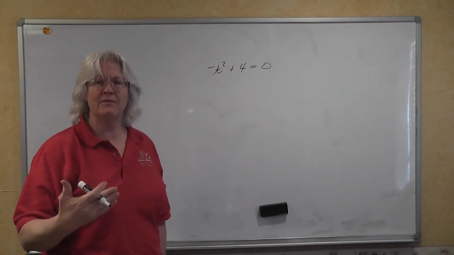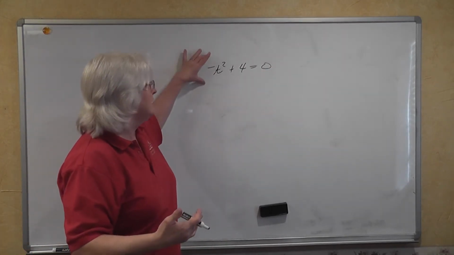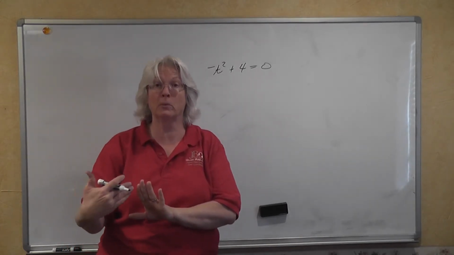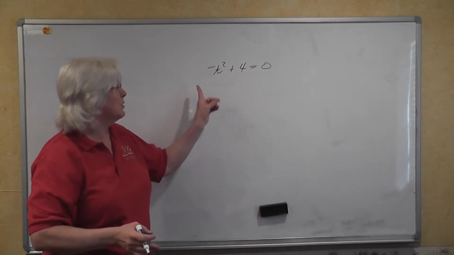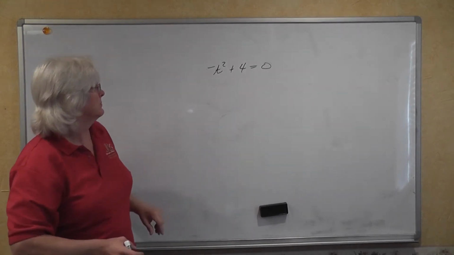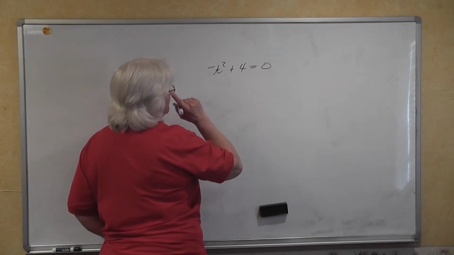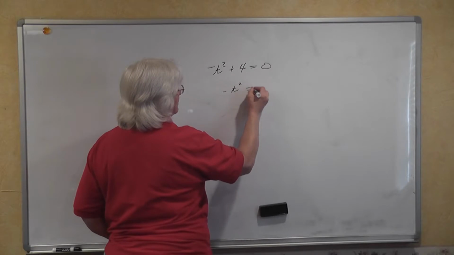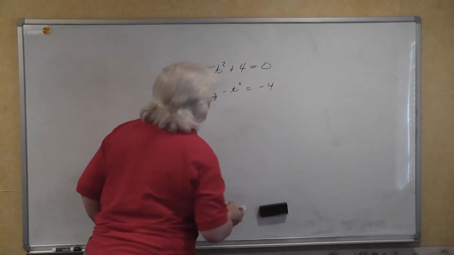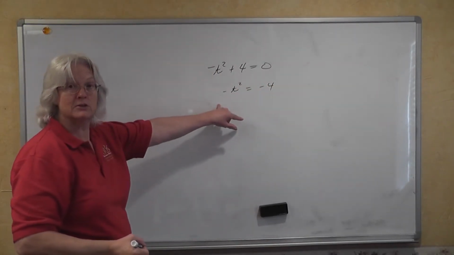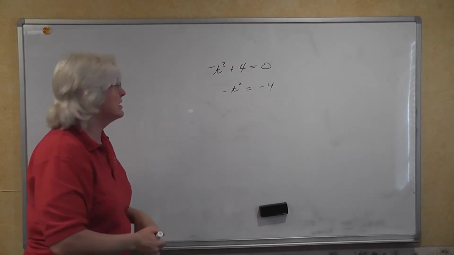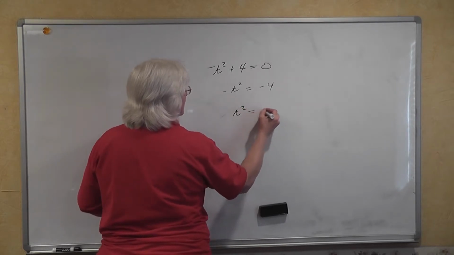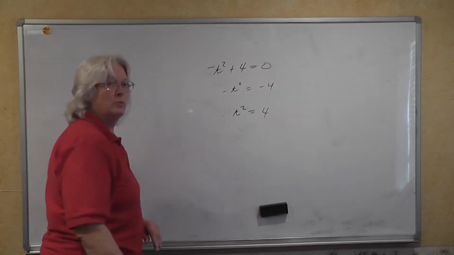One thing I don't know that I've emphasized yet: our leading coefficient, or the coefficient of the highest degree term, when we're solving these equations, we always want that to be positive. But for now, I'm just going to go ahead and write some extra steps. I have negative t squared is equal to a negative 4. Where the opposite of t squared is equal to negative 4, we divide both sides of this equation by a negative 1, and we have t squared is equal to a positive 4.